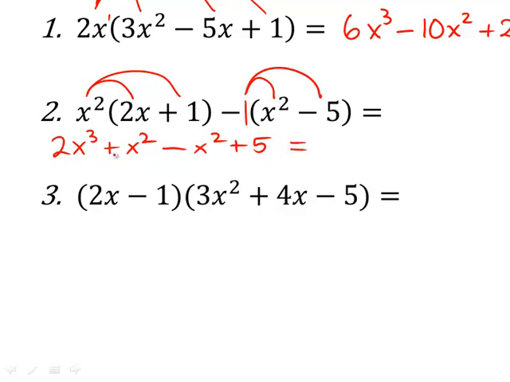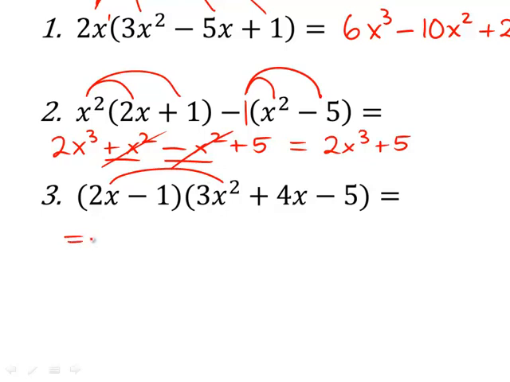Are there any like terms? The x squared terms are like, and they actually cancel out, leaving us with 2x cubed plus 5. The x squared term is actually just a 0x squared, which in this case we don't need to write. Let's take a look at the next example.